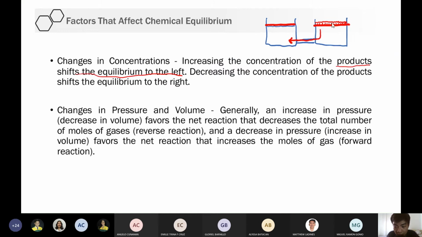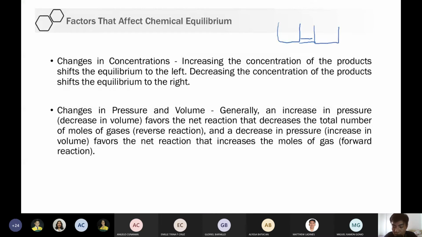Increasing the concentration of product shifts the equilibrium to the left. Pag dinagdagan mo to, it will shift the equilibrium papunta sa left in order to make everything balanced again. Okay? Second sentence, decreasing the concentration of the products will shift the equilibrium to the right.